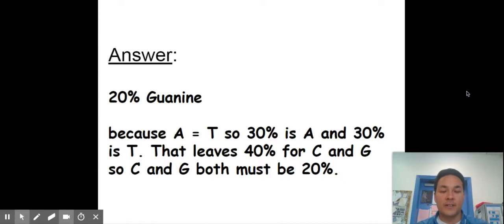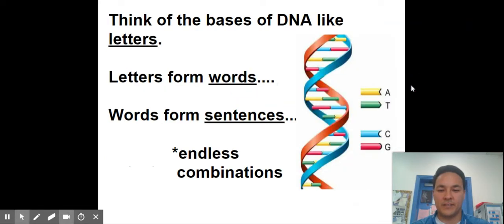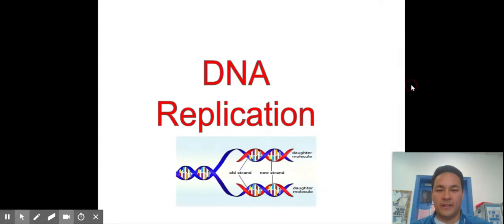So you can pause the video and go back through it, right? And this is just, you've got to deduce A's equal T's, G's equal C's, and overall that they equal 100%. All right, so these endless combinations give us the different traits. Okay, let's move on to how is DNA copied.